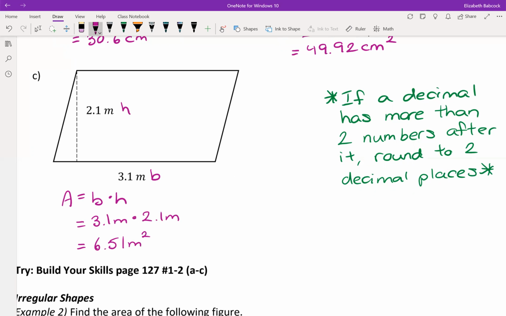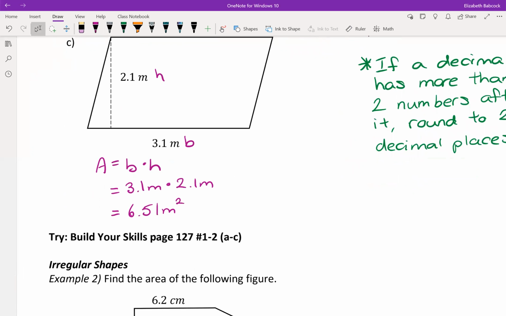Okay, so you can try to build your skills on page 127, numbers 1 and 2, A to C for each one. Come back when you're done.